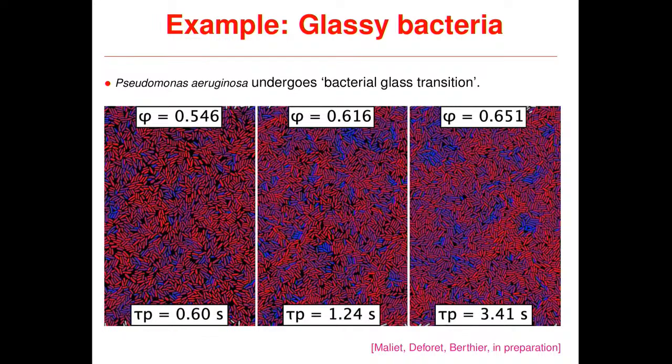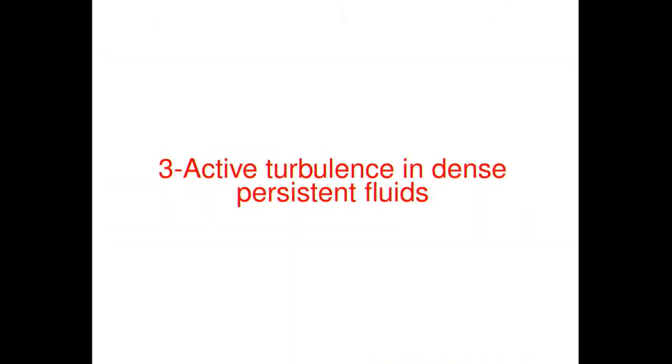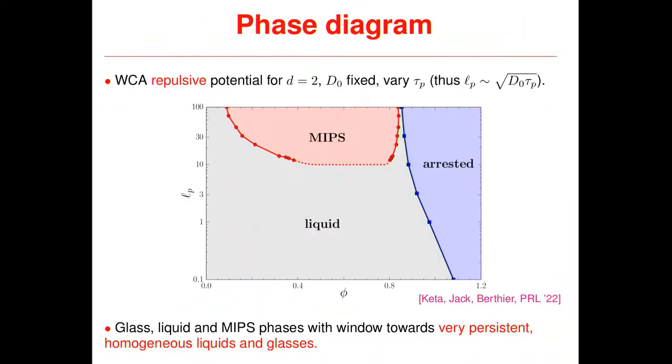Okay. Thank you. So let me go to the next part, which is about this dense persistent fluid. So I go back to my phase diagram. I've shown you what's happening when I move horizontally towards large densities way below the MIPS. What I haven't discussed maybe in this phase diagram is this gray corridor here, where you have this fluid region that persists at arbitrary large persistent lengths.